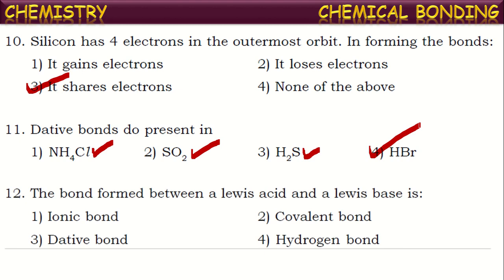Next one, the bond formed between a Lewis acid and a Lewis base. Here, Lewis acid means the atom, ion or molecule which is ready to accept a pair of electrons, and the ion, molecule or atom which is ready to donate a pair of electrons is called Lewis base. So between these two, generally a dative bond, a coordinate covalent bond, will be formed between the Lewis acid and Lewis base. Okay, next one.